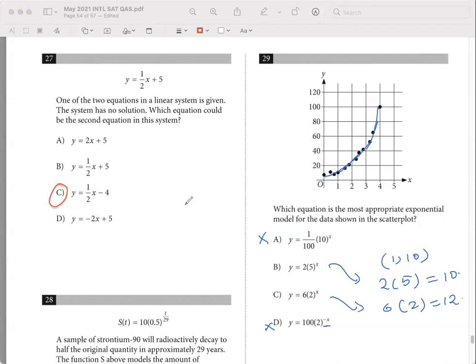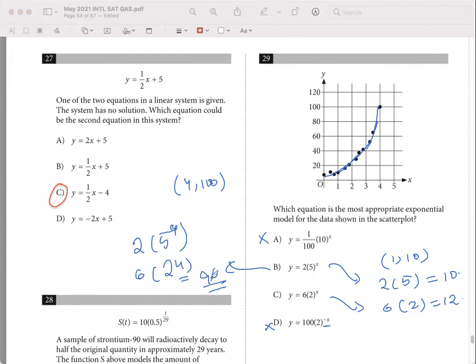Let's do 4 comma 100. So in this, I get 2 times 5 to the power 4, right? I think it may not be this because 5 to the power 4 is huge. And what is 2 to the power 4? 16 times 6, which is 96. Yeah, okay, so it does seem like C then, right?